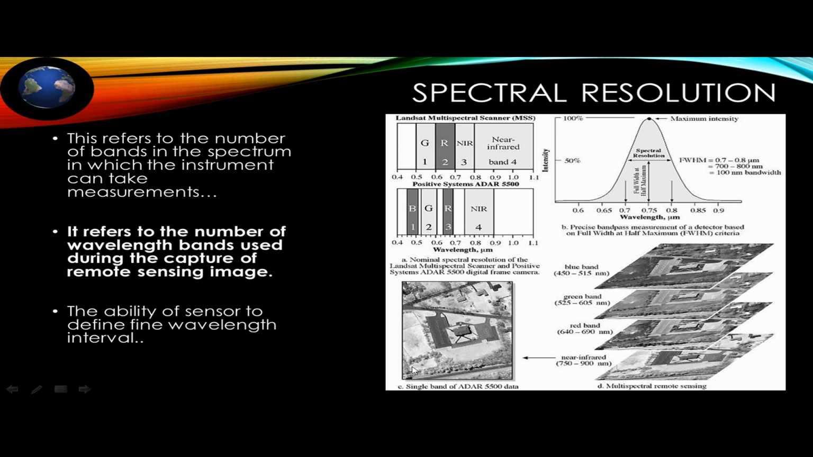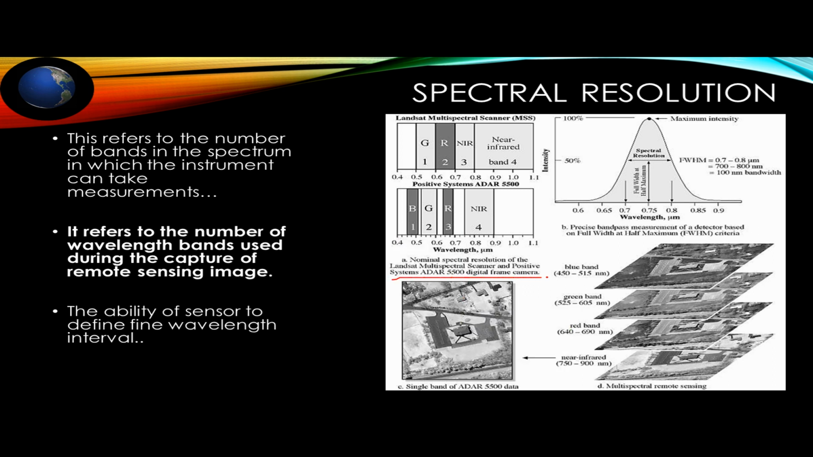Then what is the spectral resolution? As I showed you, spectral resolution is the number of bands in a particular image. The narrower the band is, the better the spectral resolution. This refers to the number of bands in the spectrum in which the instrument can take measurements. It refers to the number of wavelength bands used during the capturing of a remote sensing image, the ability of the sensor to define fine wavelength intervals. The finer the wavelength intervals, the better the spectral resolution. You see here the nominal spectral resolution of the Landsat.